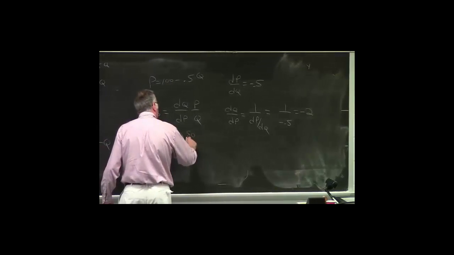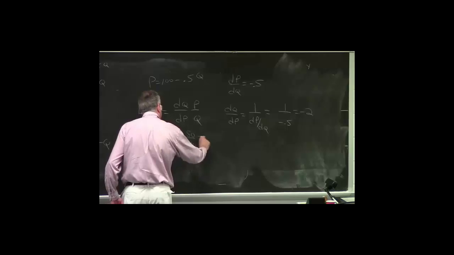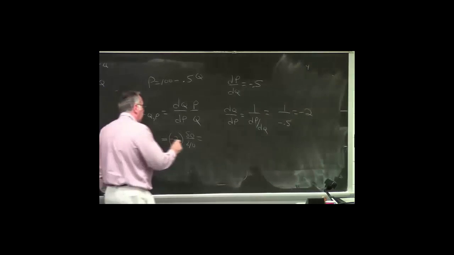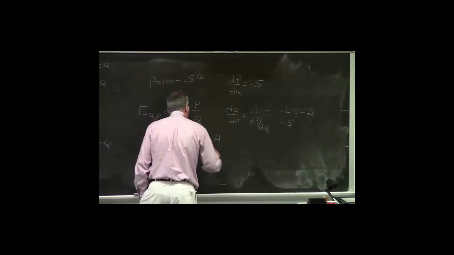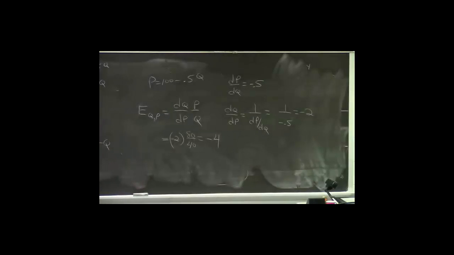Now substitute in the price and output at this point here. You're calculating the price elasticity of demand at the price of 80 and the output of 40. So you just plug in P equals 80, Q equals 40. So it's minus 2 times 2, which is minus 4. So the price elasticity of demand at this point right here is minus 4.